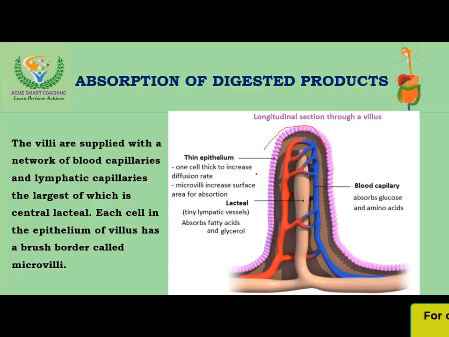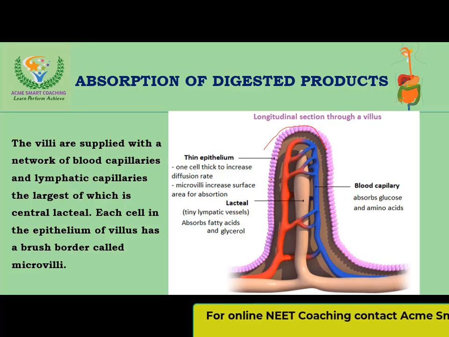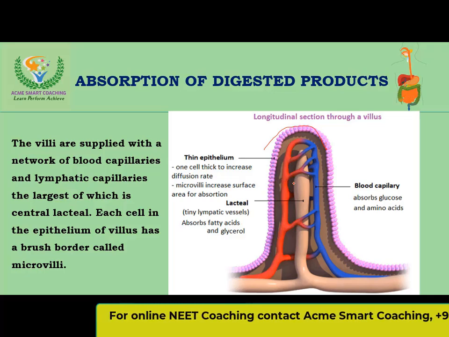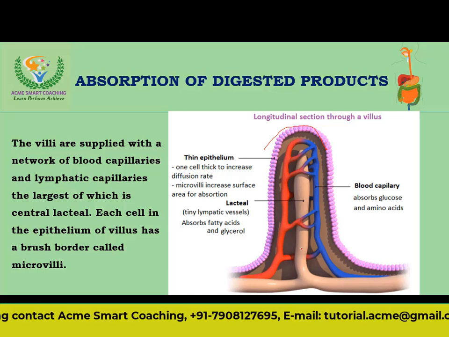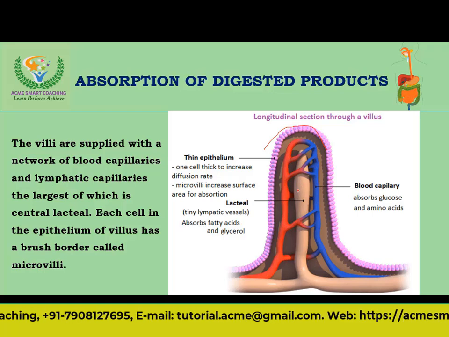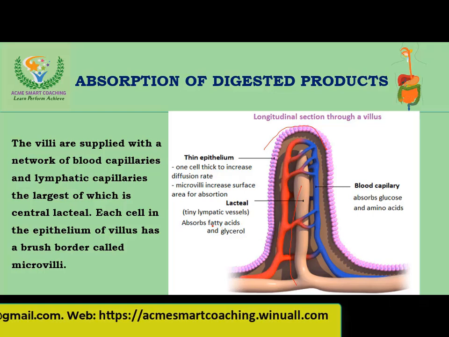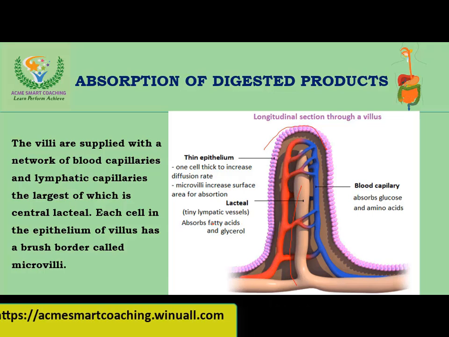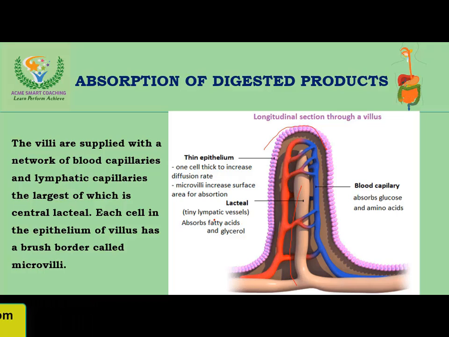The villi are supplied with a network of blood capillaries, a network of lymphatic capillaries, and the central vessel of the lymph is called lacteal. Each cell in the epithelium of a villus has a brush border, or it is called microvilli.